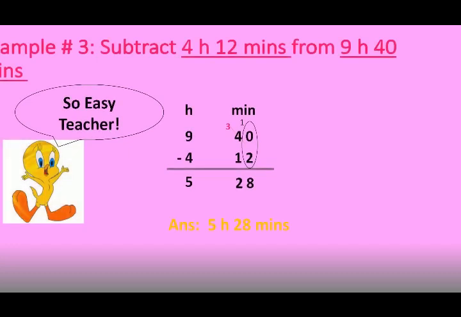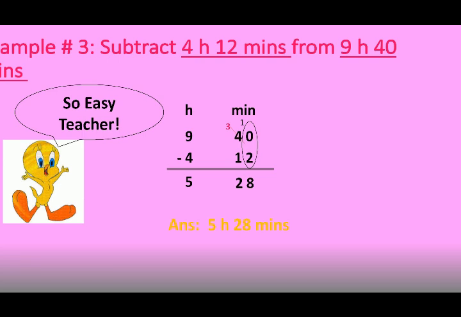Example number 3. Subtract 4 hours 12 minutes from 9 hours 40 minutes. This is how we write it down. First we write 9 hours and 40 minutes minus 4 hours 12 minutes. We start solving from the right hand side. Now you all can see 0 minus 2 is not possible because you can never subtract a bigger number from a smaller number. So you will borrow from the number 4, you will make it 3 tens and you give it a 1. So now it becomes 10.